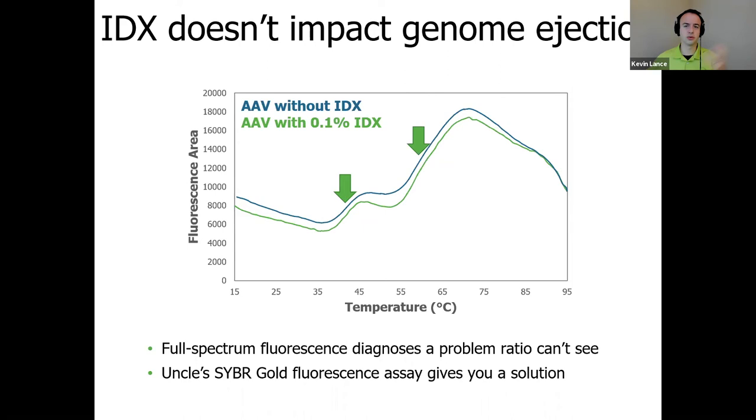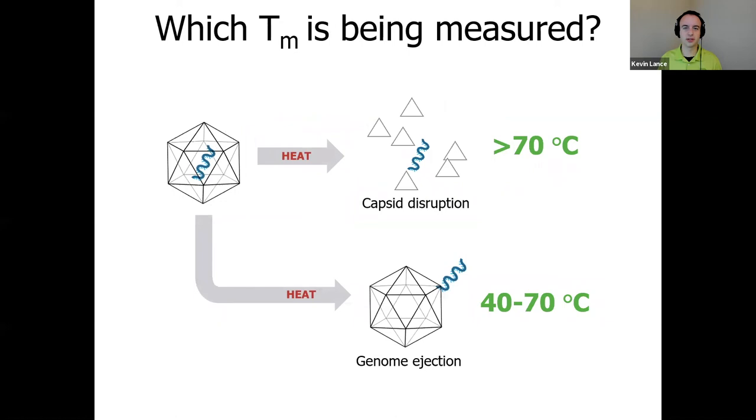And that's the idea of how to look at AAV stability using thermal ramps on Uncle. With capsid disruption and looking at intrinsic fluorescence, we can observe capsid disruption behavior above about 70 degrees Celsius, again depending a lot on the buffer and pH that you're in. And with SYBR Gold fluorescence, we can investigate those genome ejection behaviors that occur anywhere from 40 to 70 degrees Celsius and really start to show the beginning of when your capsid starts to break down.